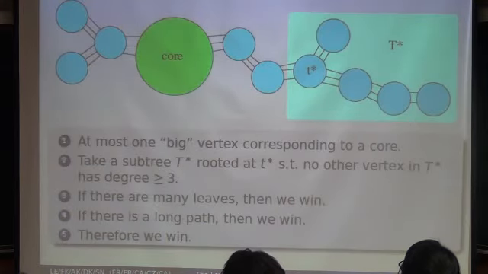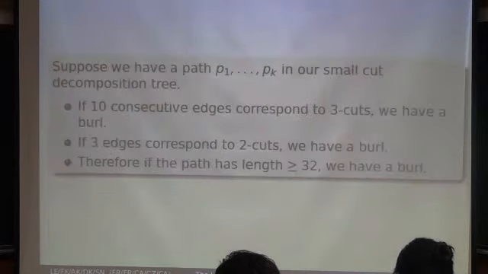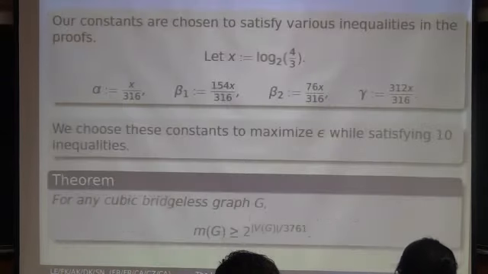So going back to the picture of the tree, if you have a tree with no paths on vertices of degree 2 of length 32, then the number of leaves is going to be some constant proportion of the number of total nodes in the tree. And that's exactly what we want.